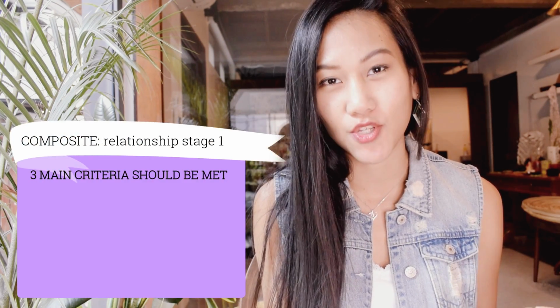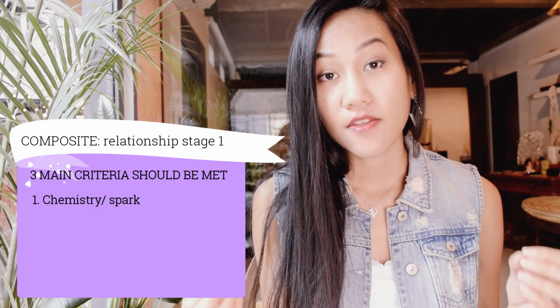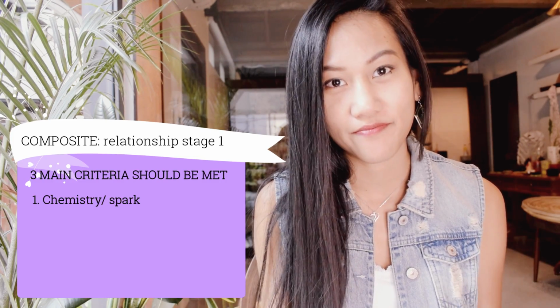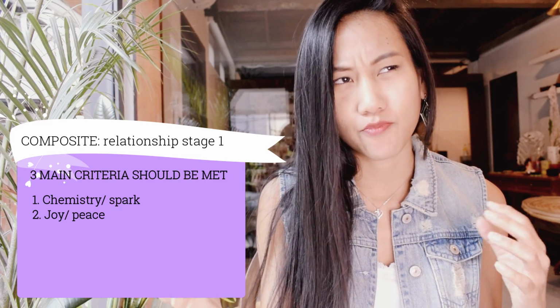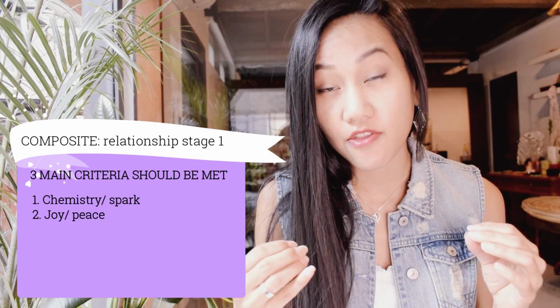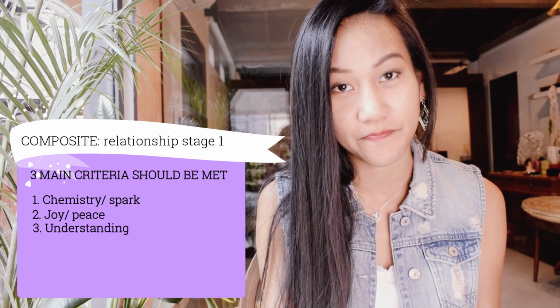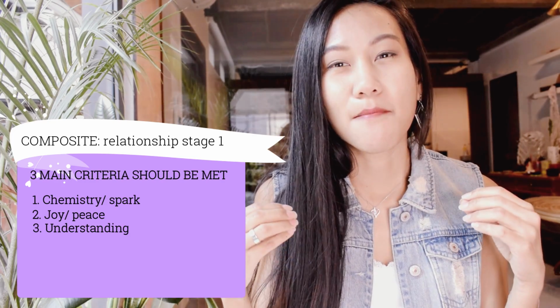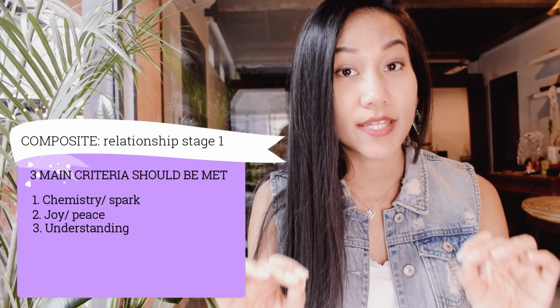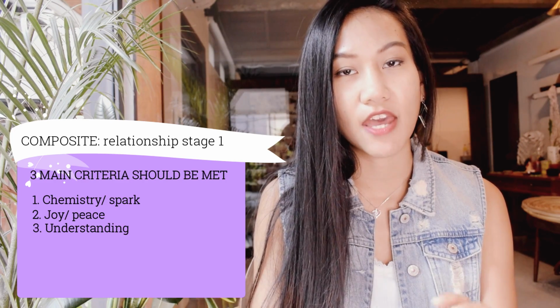So when you and a particular love interest are still in the first stage of a relationship, the attraction or the romance stage, there are 3 criteria that should be met in this stage. The first one is the chemistry and the spark. The second criteria is the joy and peace that really attracts you to each other. And the third criteria is understanding. But in this video, I'll be addressing specifically just the chemistry and the spark.